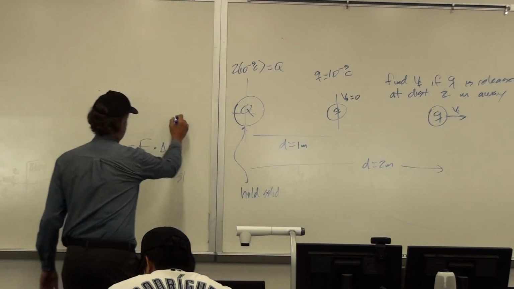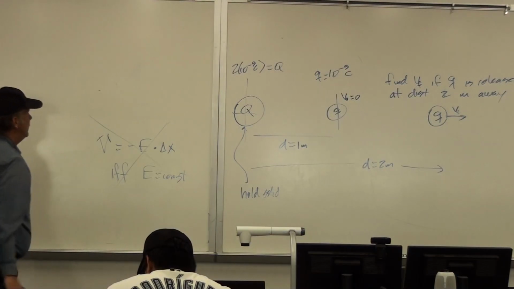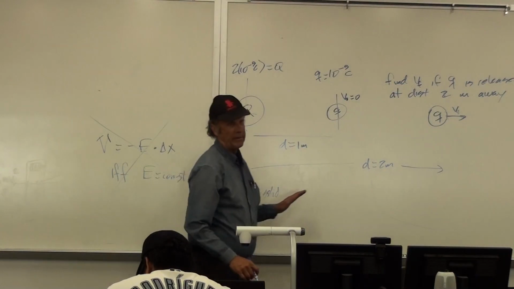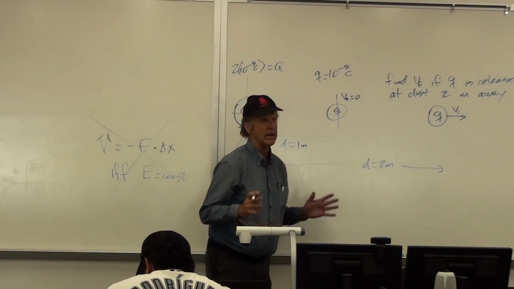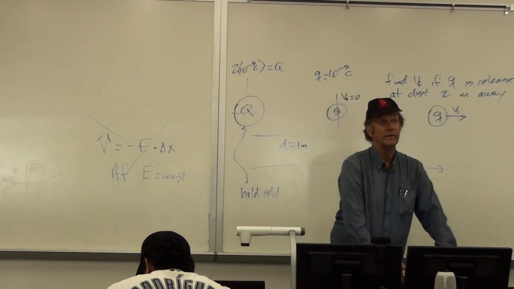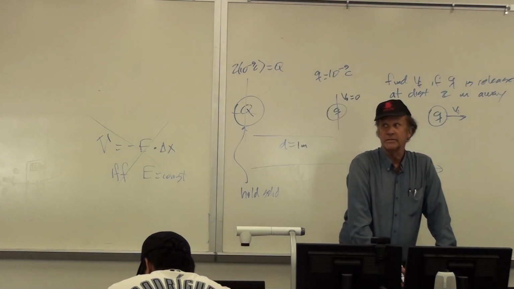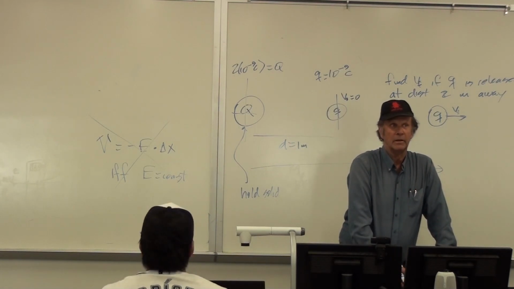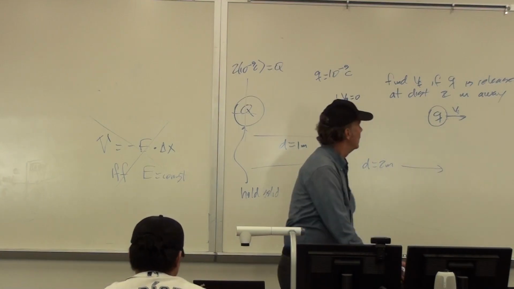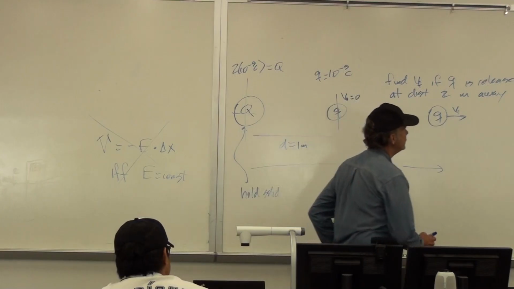So that means we can't do it that way. Does everybody see why we can't do it that way? Even though we've done a lot of problems with constant electric fields, that's just to break us in to some more advanced, sophisticated kinds of problems that are the majority of problems where the electric field isn't constant. Right, so we'll use conservation of energy for this.